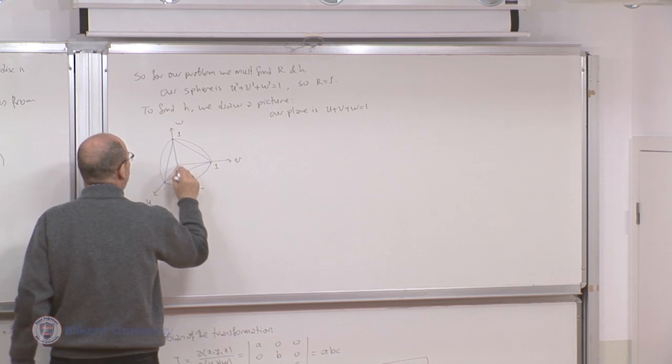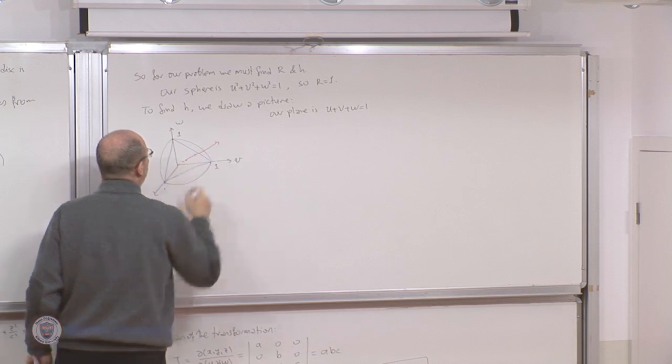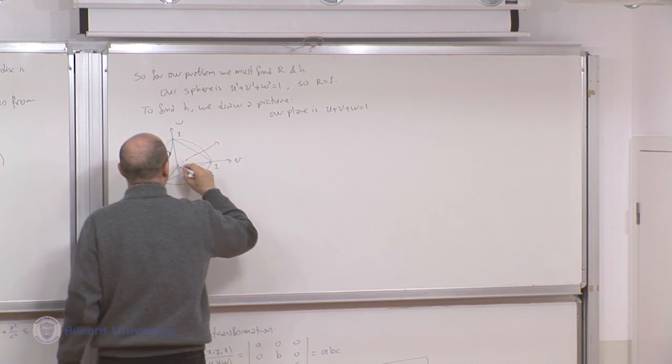So we draw an arrow here. It passes here, comes and cuts the sphere here. Consider this arrow. Let me draw all of it like this.